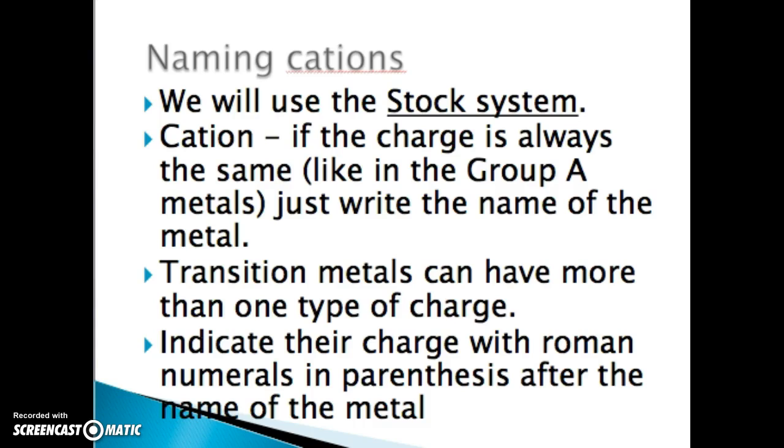When you name a cation, if the charge is always the same, meaning that if you look in the top right-hand corner of the box and there's only one possible option, for example, if it's only +1, you just write the name of the metal. Transition metals can have more than one type of charge. We discussed how iron could be +2 or +3. So in that case, you would indicate the charge with a Roman numeral in parentheses.